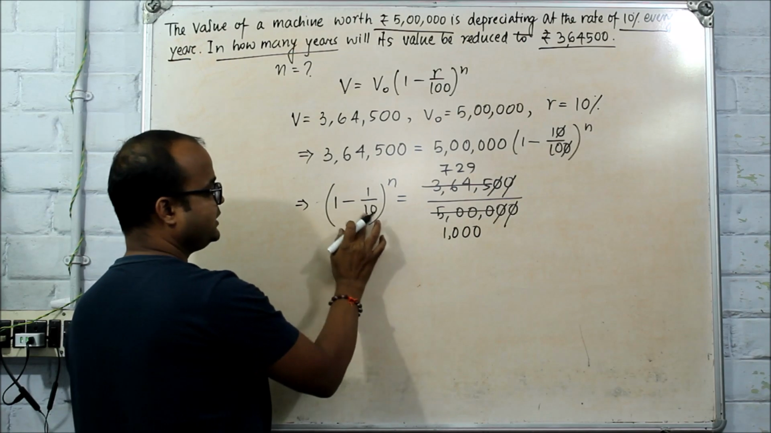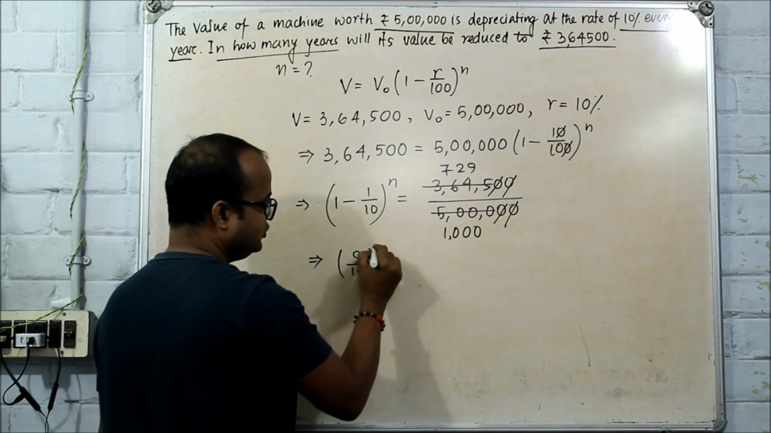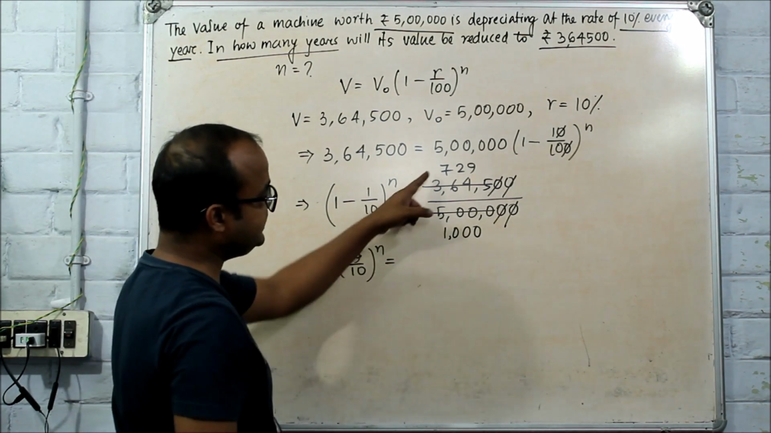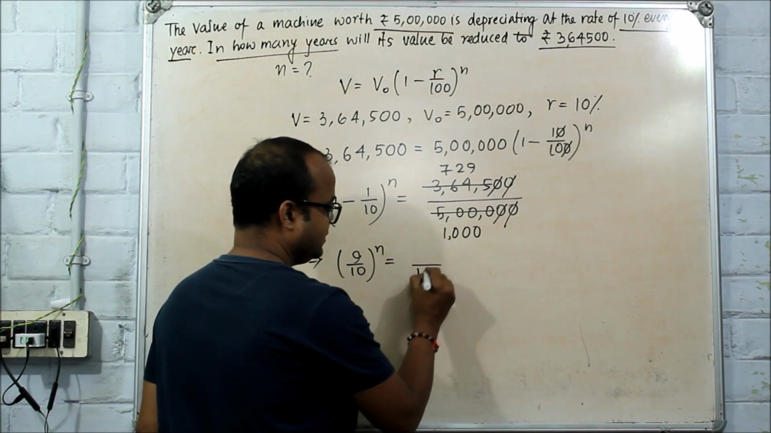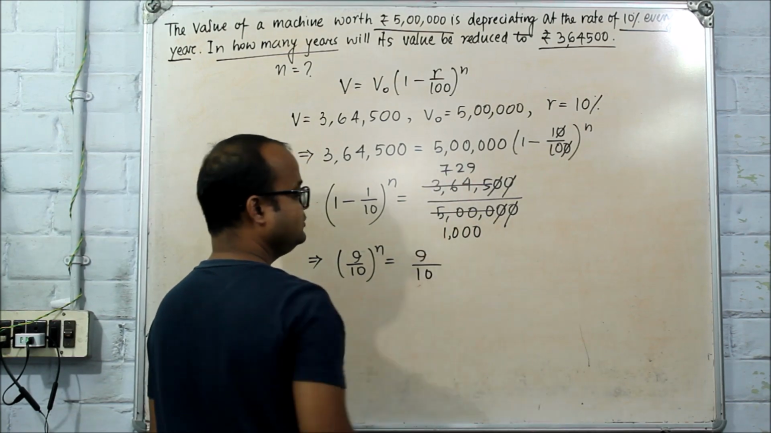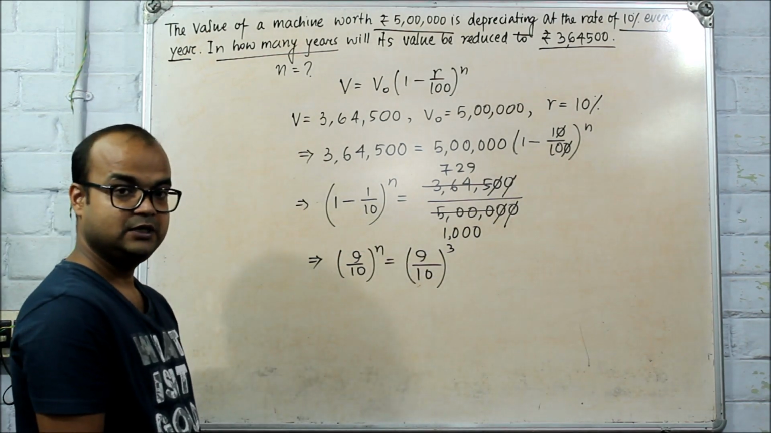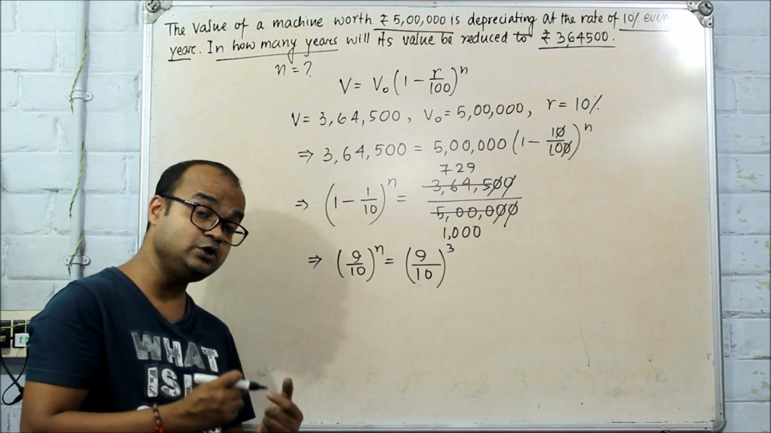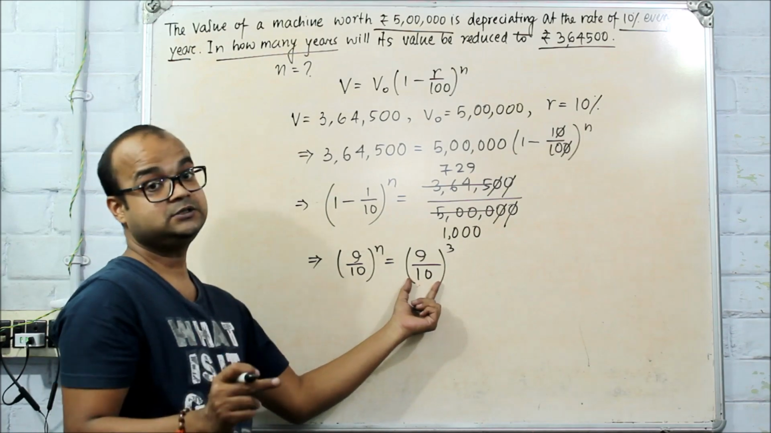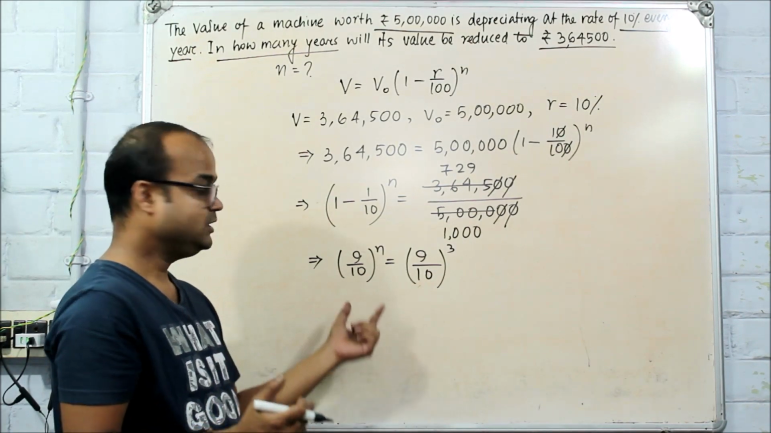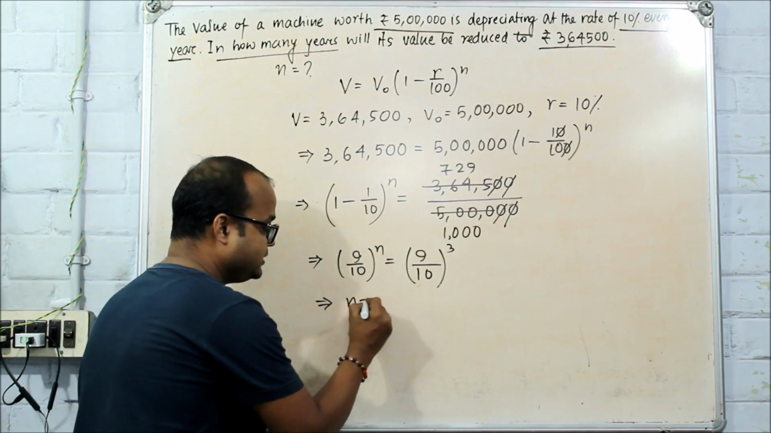Now if you simplify this part, 10 1s are 10, minus 1, that is 9 by 10 to the power n is equal to 729 by 1000. 1000 is a cube of 10 and 729 is a cube of 9. So we can write it as 9 by 10 whole cube. Again I am repeating the same thing what I told you during the compound interest. The bases should be same, otherwise we can't compare. So now base is same, so exponent will be same. It implies n is equal to 3 years.